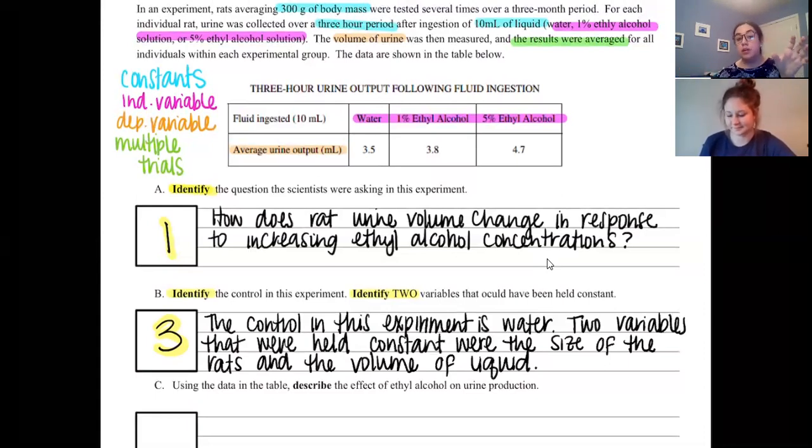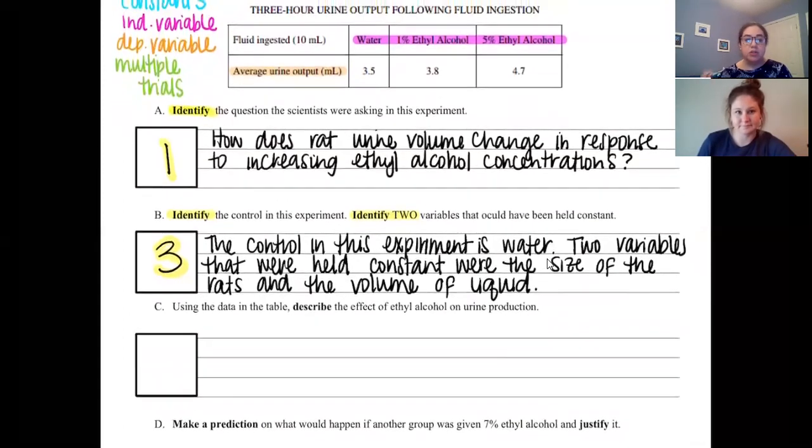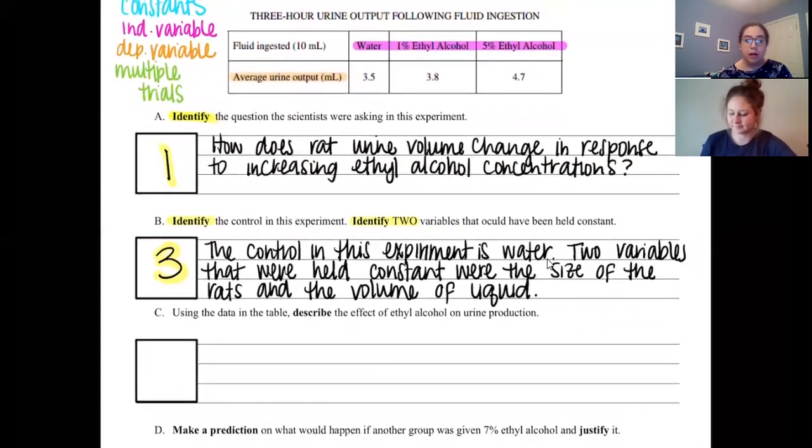Or if you identified the control correctly, but you didn't identify one of the variables, you can still earn partial credit that way. In the next part, part C, it says, using the data in the table, describe the effect of ethyl alcohol on urine production. So what I'm seeing is as ethyl alcohol goes from 1% to 5%, in other words, as it's increasing, the amount of urine that was produced also increases.